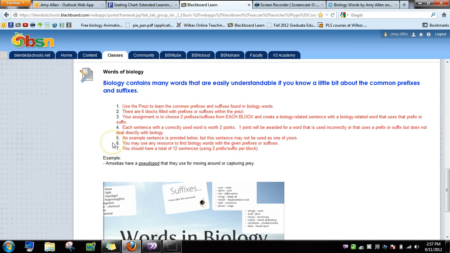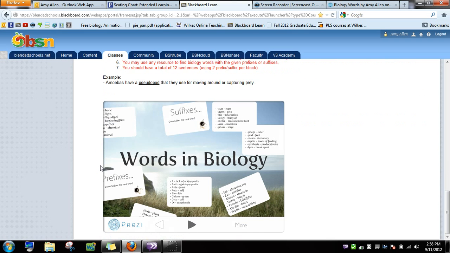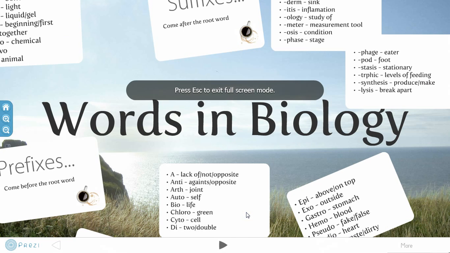Number 6, you may use any resource to find bio words with the given prefixes or suffixes. I suggest the back of your book in the glossary, or a dictionary, or any internet resource where you look up the suffix, find a word that has that, make sure it's related to biology, and then put that word in a sentence. 7, be aware you should have a total of 12 sentences by the end of your assignment. So before we look at the example word, let's go down to the Prezi and let me explain what's going on.